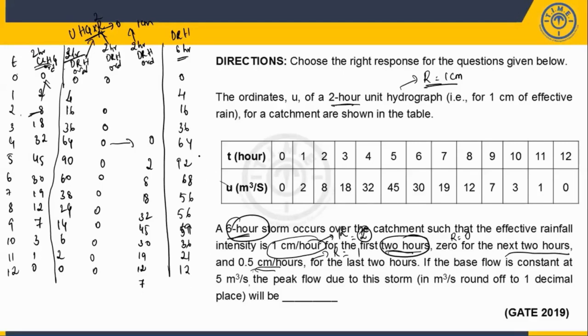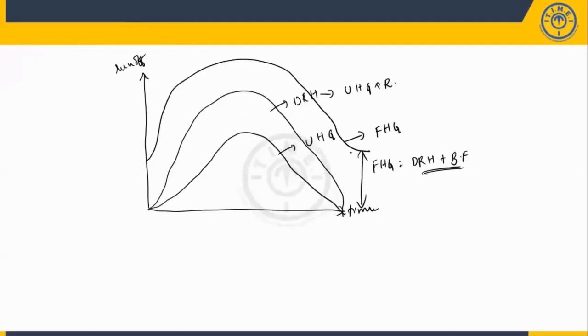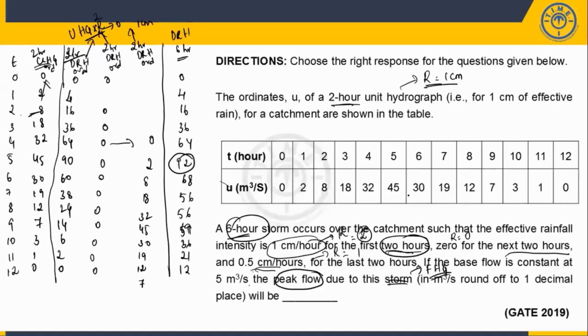Now what is the peak? 92, because we asked for the peak flow only. Peak flow is 92, but base flow is constant, he has given. Peak flow due to storm. Storm means nothing but the flood hydrograph. As I told you in the previous slide, flood hydrograph means direct runoff hydrograph ordinate plus base flow. The peak of the direct runoff hydrograph ordinate is 92, plus base flow 5. 92 plus 5 is 97 meter cube per second. That will be our answer.